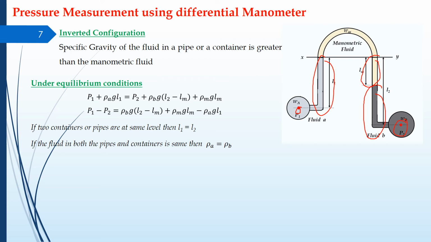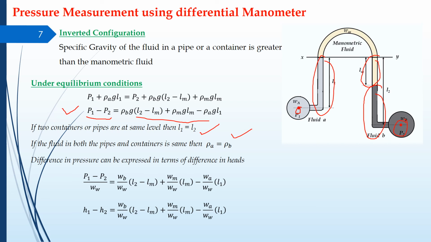So on rearranging this equation, we can get P1 minus P2. Okay, and we will get the values. And similarly, if both the pipes are at the same level, we can write L1 equals L2. And certainly if both the pipes have the same density fluid, we can also write that rho A is equal to rho B, as we did in the previous case. And again, if we want to find the difference in pressure in terms of head, we can write H1 minus H2, and it has already been explained in your previous slide. And basically we'll get this kind of equation.